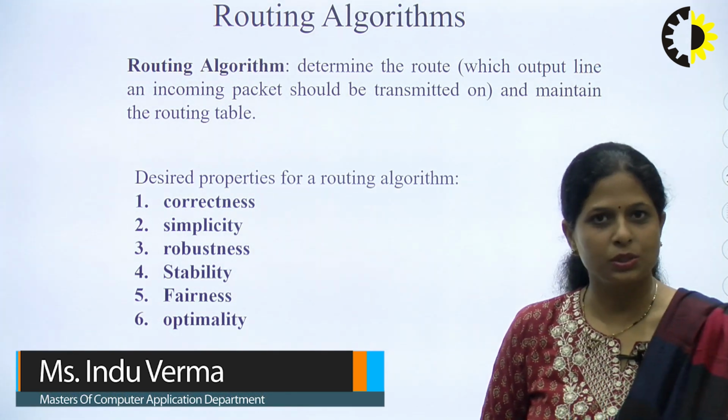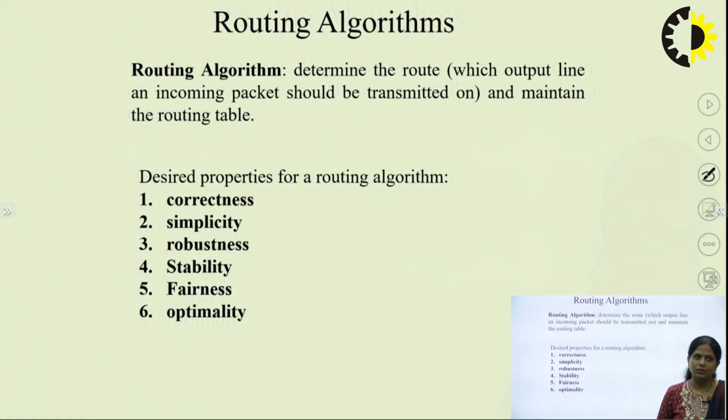Today we are going to start with routing algorithms. Before starting, let us discuss what routing is. Routing is just a simple process of sending one packet from source to destination. But which path or route is to be followed will be described with the help of routing algorithms. So, in simple words, routing algorithms determine the route, that means which output line an incoming packet should be transmitted on, and maintain the routing table.